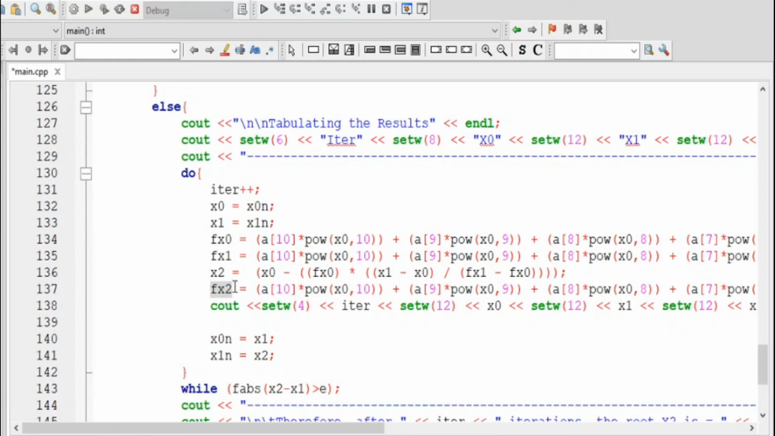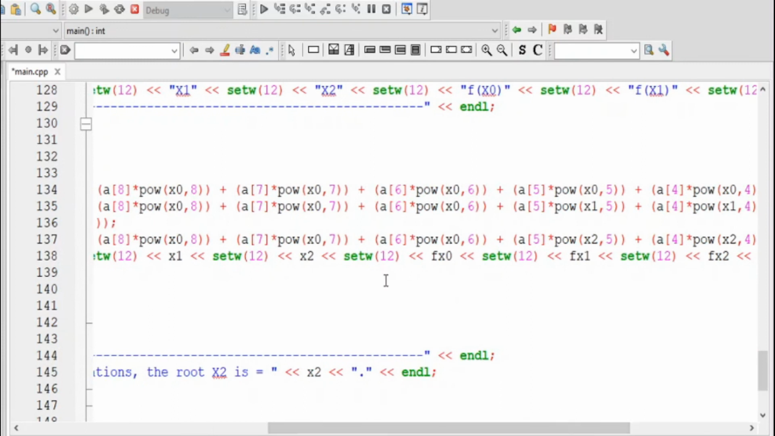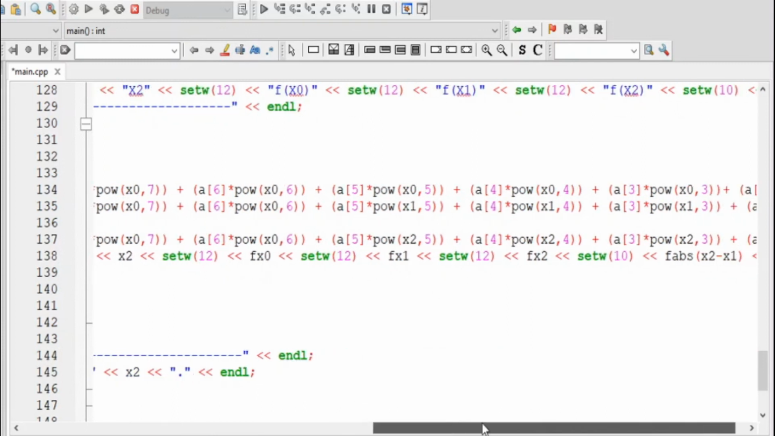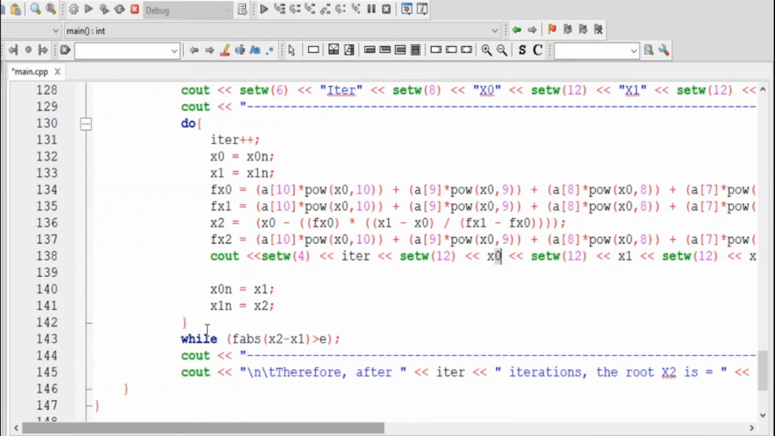Then f of x2 will also be computed, as the value of x2 is computed here. And then we will print out the values of the variables: the iteration number, x sub 0, x sub 1, x sub 2, fx0, fx1, fx2, and the absolute value of x2 minus x1. And then for the next iteration, we equate x0n equal to x1 here, and x1n equal to x sub 2.